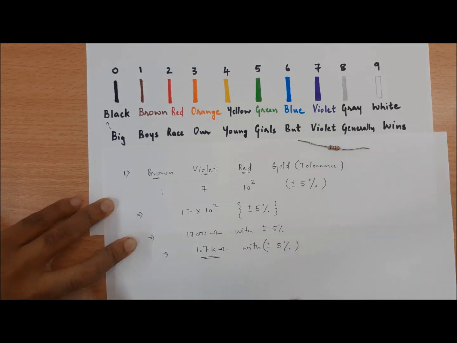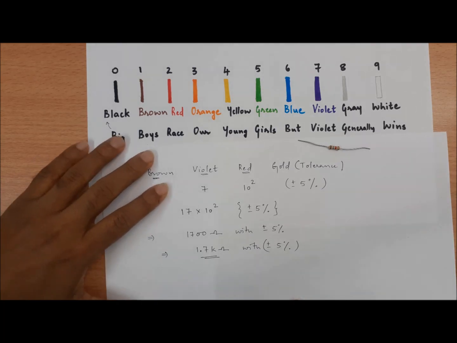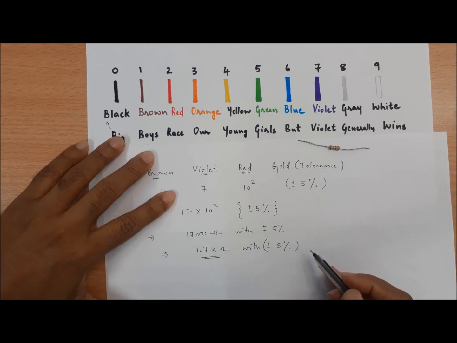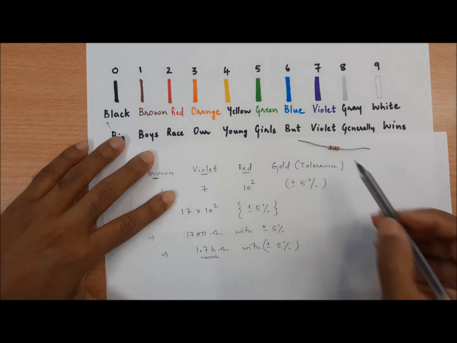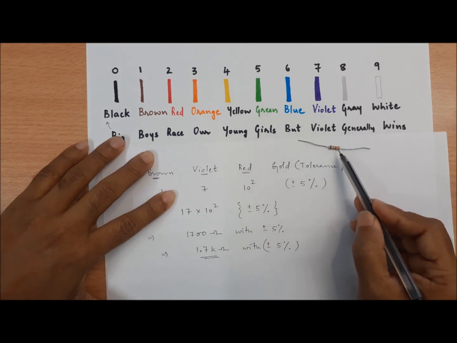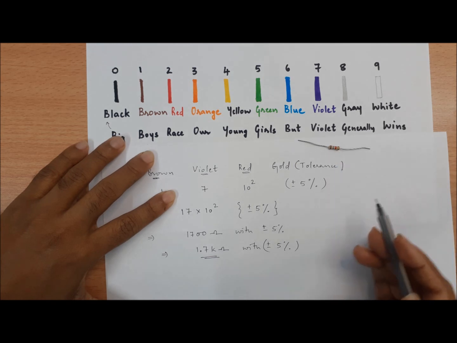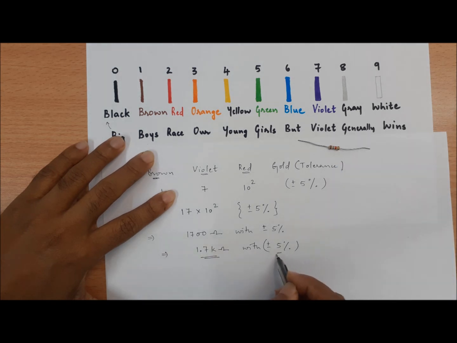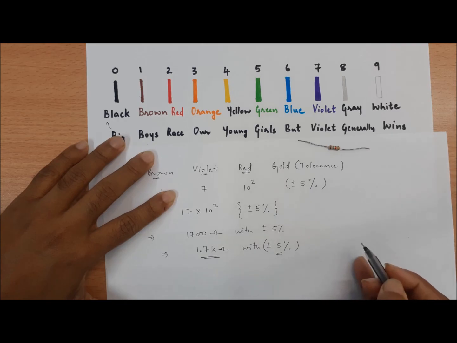So what does this plus or minus 5% tolerance mean? Well, it means that practically, when we try to measure the resistance value of this particular resistor, then it might vary either in a positive way or in a negative way with 5% tolerance value.